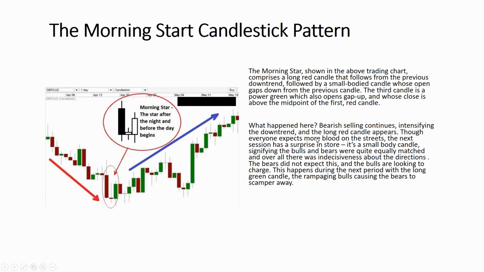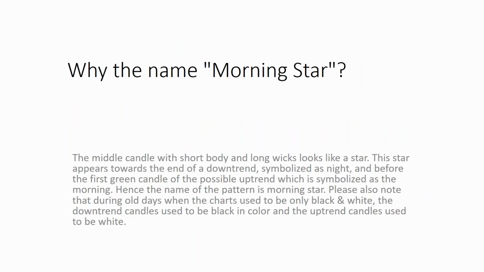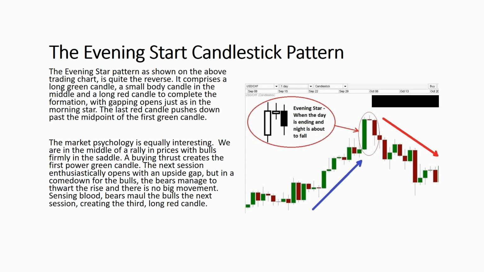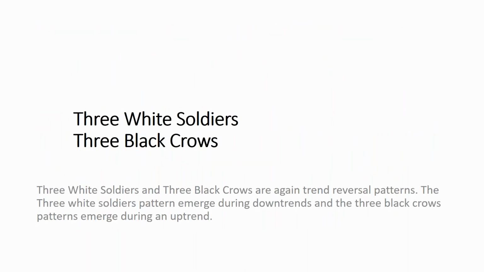So some of these are a little bit confusing, but you have to learn them. And like I said, there's 16 different patterns. We have morning stars, evening stars, and then we get to the triples, which are more important, and then we have 3 white soldiers and 3 black crows.